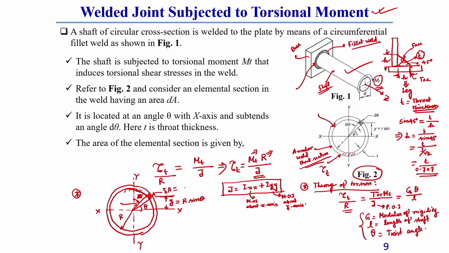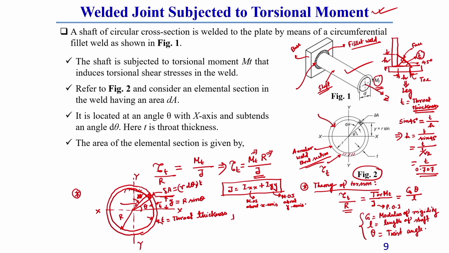Delta A you can write as r d theta into T, where T is the throat thickness of the fillet, because at the throat thickness only our shearing will occur. That is why this throat thickness cross section we need to consider when we find out the second moment of area. So, r d theta into T is the delta A.